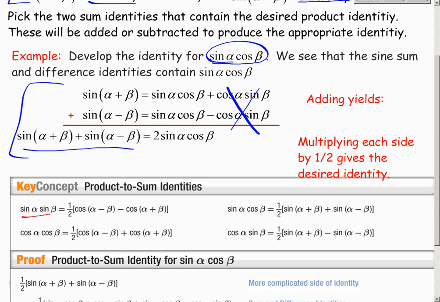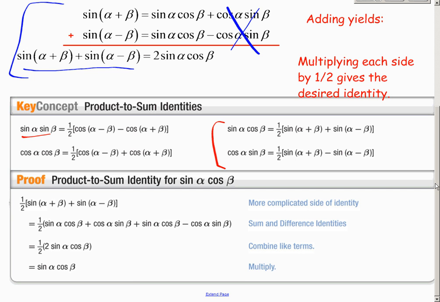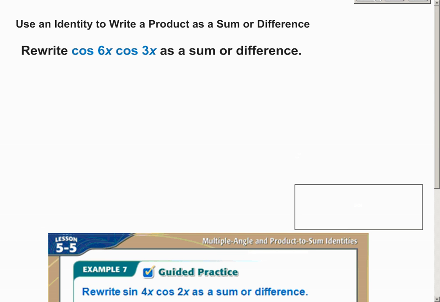For cosine alpha cosine beta, we have 1/2 times cosine of alpha minus beta plus cosine of alpha plus beta. And then we have on the other side here the formula for sine alpha cosine beta. These formulas are helpful when we want to change a product into a sum. So let's look at how we can apply that. Again, you may have these formulas written down, although it's good to know how to develop them too.